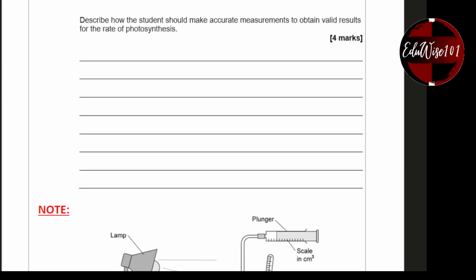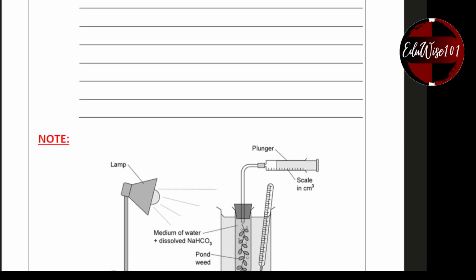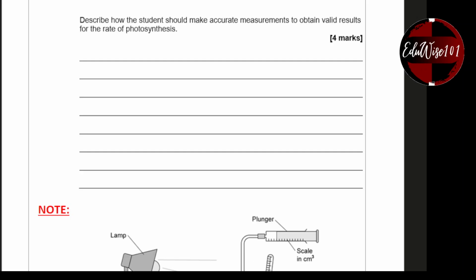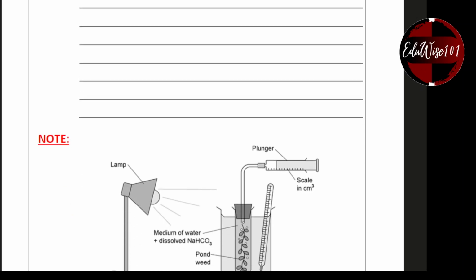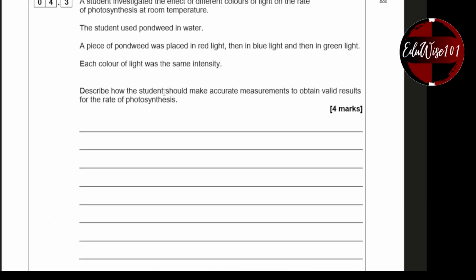So first you would make sure that the pondweed adjusts to the different colors of light. So you'd allow about 5 minutes for it to adjust before you take measurements. You would use a gas syringe rather than a measuring cylinder. You could say you could use a measuring cylinder as well. And you would also need to time how long it takes for a specific volume of gas to be given out in order to measure the rate of photosynthesis.